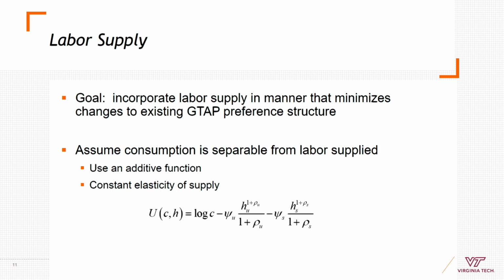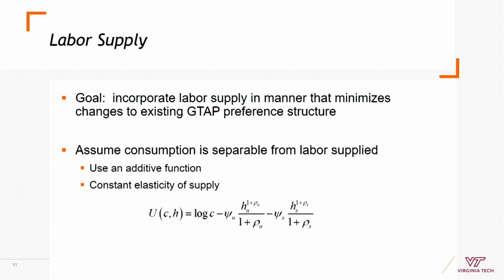Okay, so I'm going to have this additive function. So you can think of this log C as the utility from consumption in the GTAP model, so private consumption, savings, government, household, there's just some utility level there. Then I'm going to add on to that these labor preferences, so the disutility of labor, and use a constant elasticity of supply function.